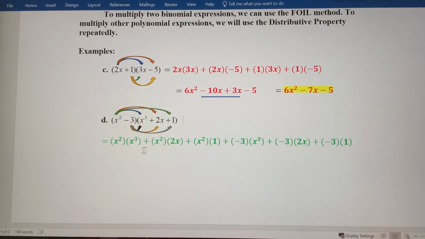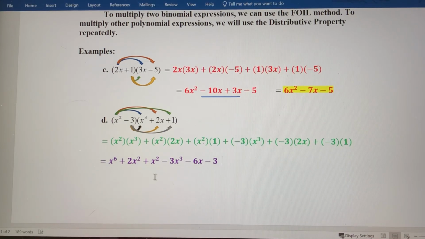So now we want to multiply all these together. We've got x squared times x cubed, which is x to the 6th. x squared times 2x is 2x squared. x squared times 1 is positive x squared. Negative 3 times x cubed is negative 3x cubed. Negative 3 times 2x is negative 6x. And negative 3 times 1 is negative 3.